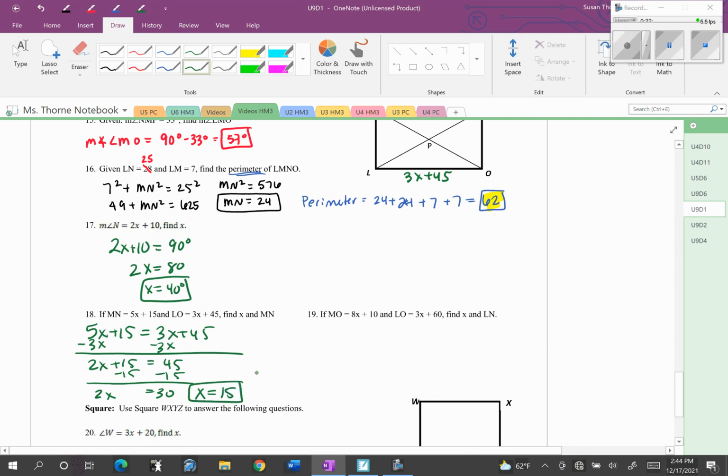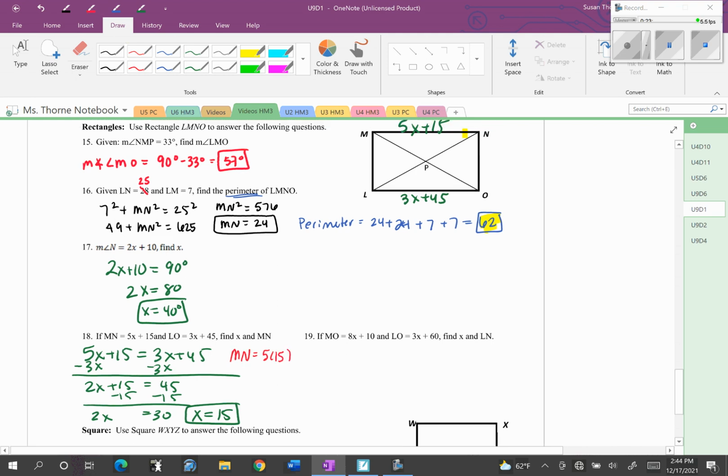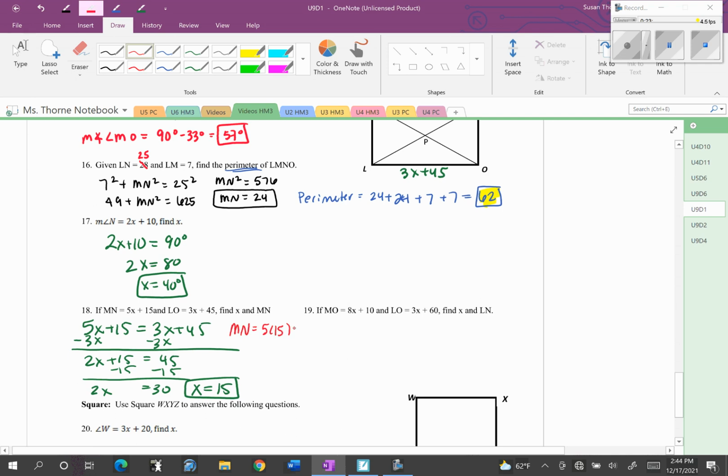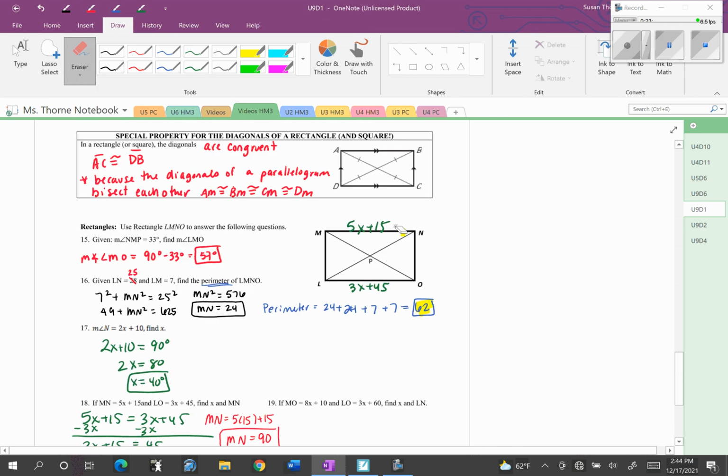So that means that MN is equal to 5 times 15 plus, what was it, 15. So MN is equal to 90 for the length. All right, so let me erase this.